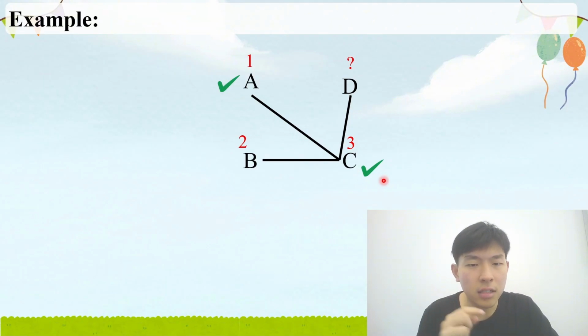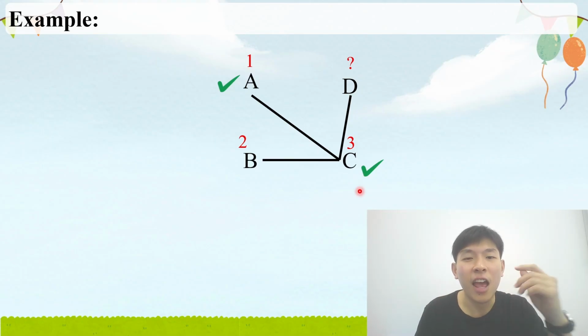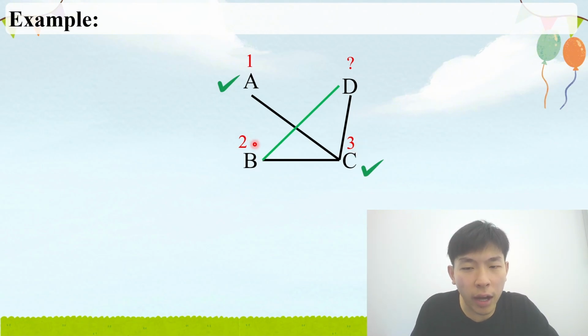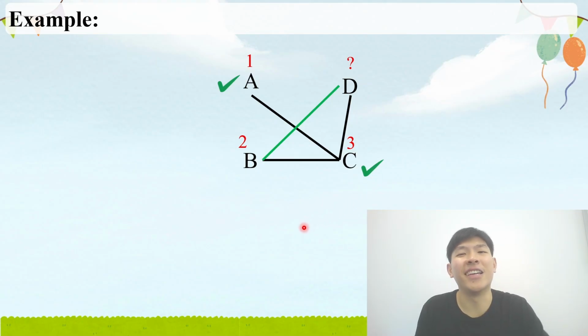Now, A is done. C is done. Can B shake with A and C? Cannot. Which means that B can only shake with D. Very good. So here we just need to connect the lines, and we just need to check. So B shakes hands twice. 1, 2. Is B done? Yes, B is done. Put a little tick here.